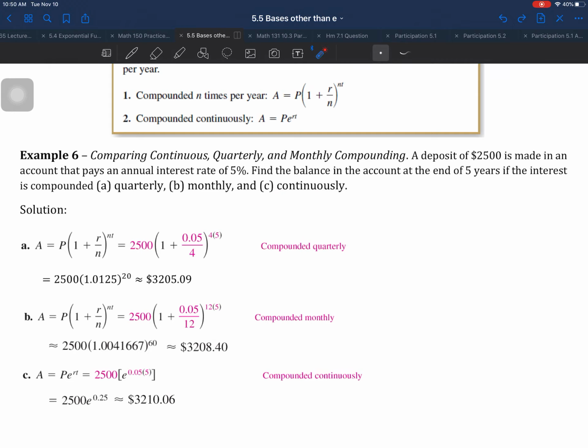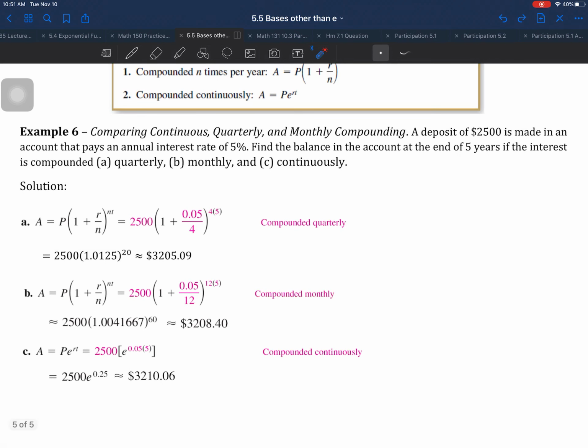So in the first case, let's see what happens when you compound it quarterly. This is the initial amount that we plug in. The rate is 5%. We've got to put it in decimal form. Remember that. It's quarterly compounded, so n is going to be 4. Remember that quarterly means how many times it happens in a year. So there are 4 quarters in a year. So n equals 4, and then 4 times the number of years, which is 5. When you put this in the calculator, this will give us $3,205.09.